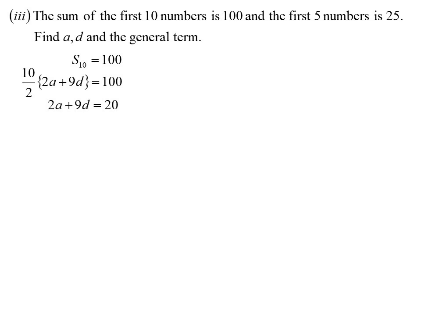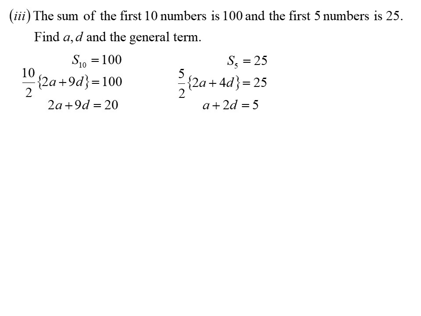Now we can tidy that up. 2a plus 9d is 20. Okay. Other bit of information. The sum of 5 terms is 25. Again, let's put that into the formula. Tidy it up. a plus 2d is 5.